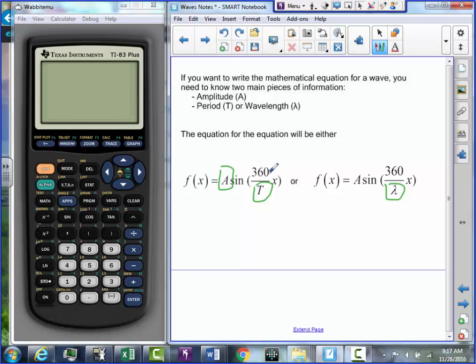Anyone have an idea where the 360 came from? Yeah, just 360 degrees in a circle. Okay. If we were working in radians, we would use 2 pi, because that's actually the equivalency in radians. But for the purpose of this course, we're just going to keep it simple and just always make that 360. So this is kind of our generic formula for writing an equation.